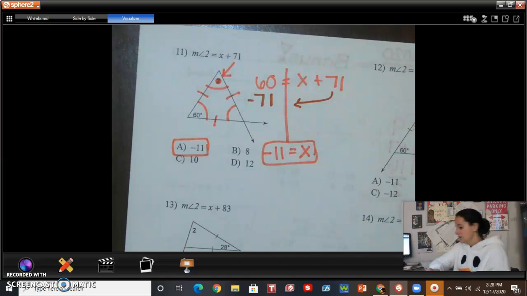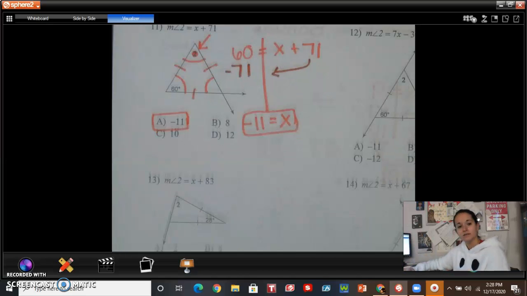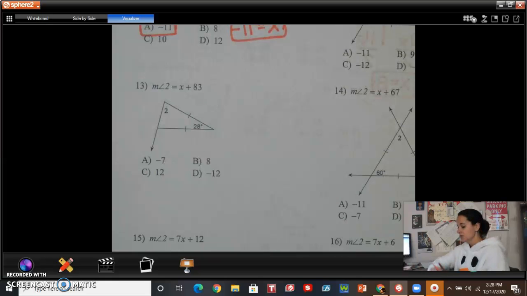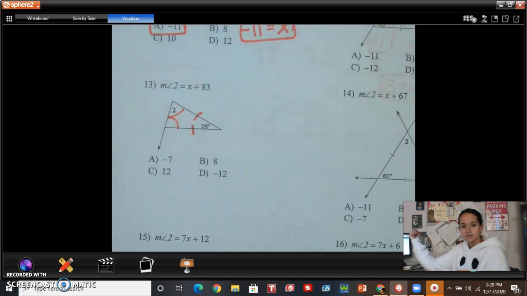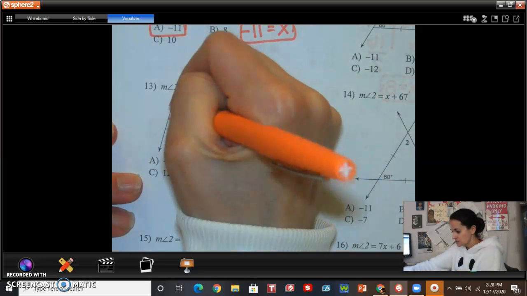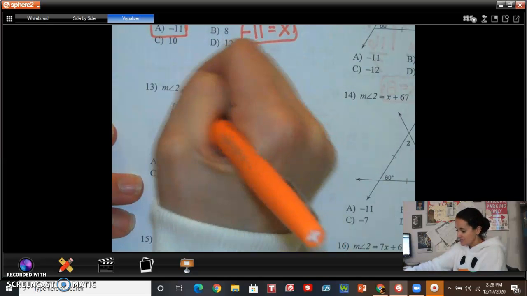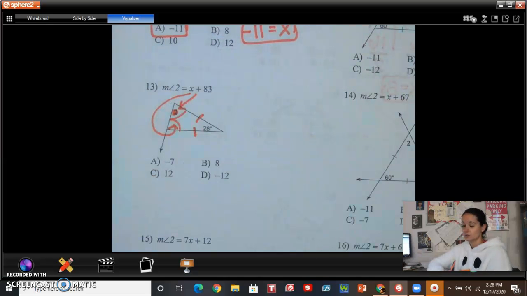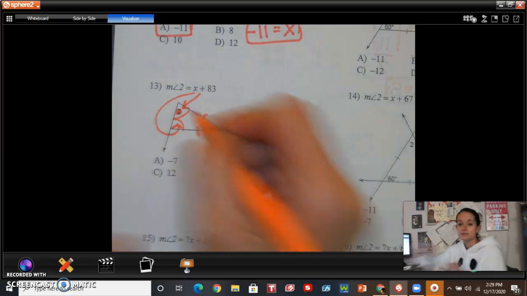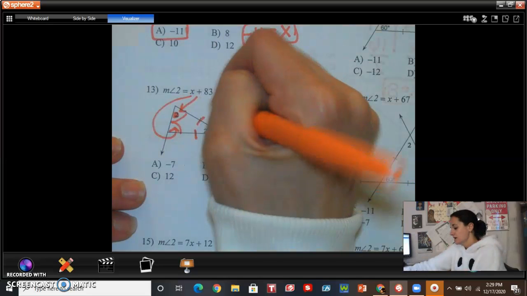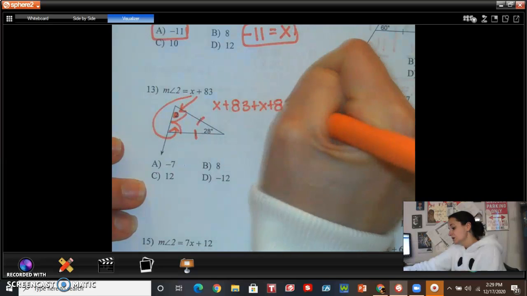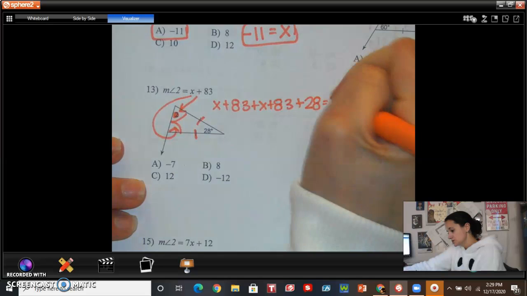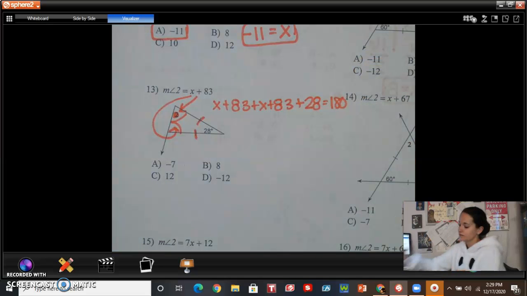Just like that. Some of them can get a little bit more complicated, like if we look at number 13 here, we have 2 equal sides, which means we have 2 equal angles. So that means that this is x plus 83, and if we set them equal, we're not going to get anything. Well, remember that a triangle equals 180 degrees, so we can add up all 3 of our angles to equal 180. So we could say x plus 83 plus x plus 83 plus 28 equals 180. And we can solve that way.